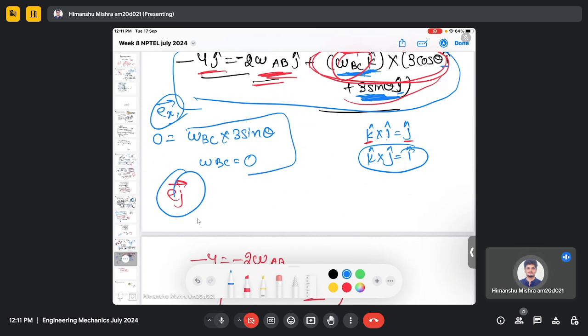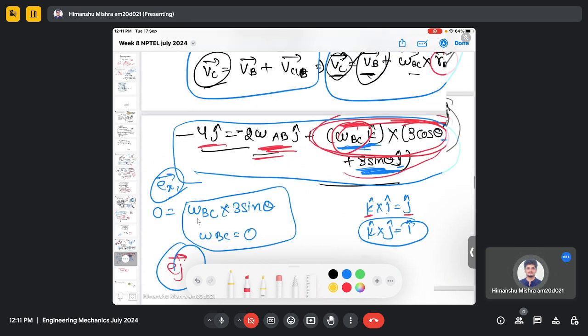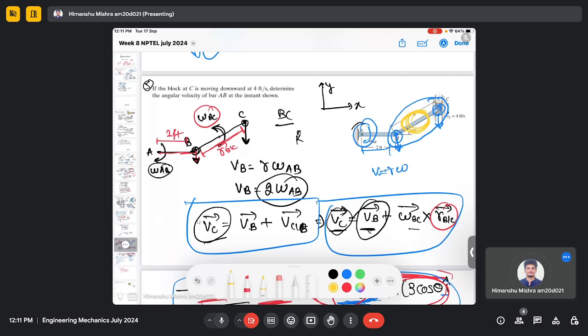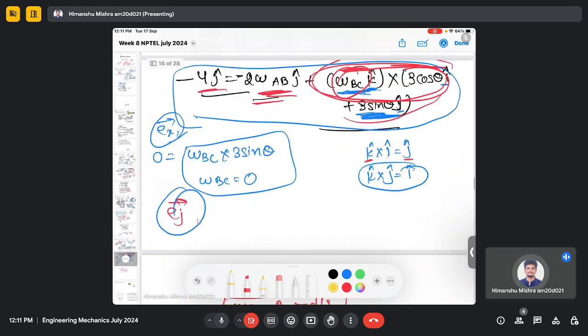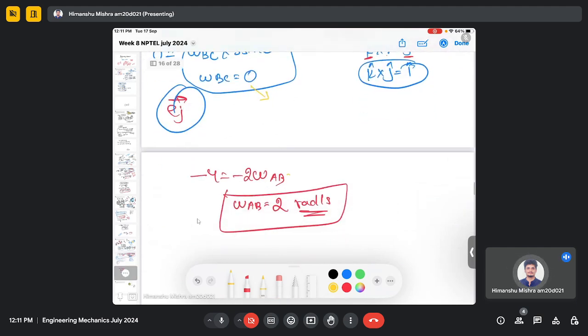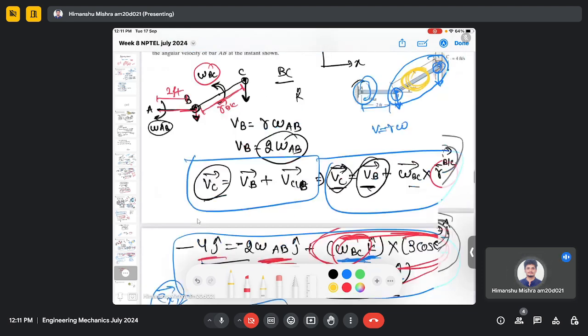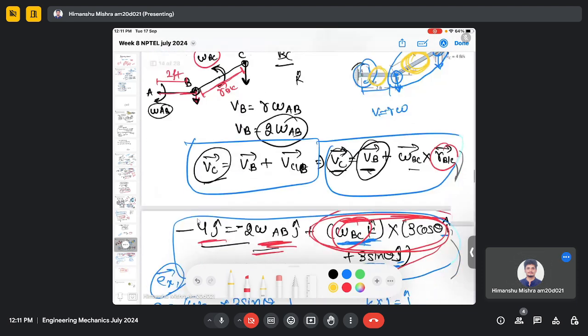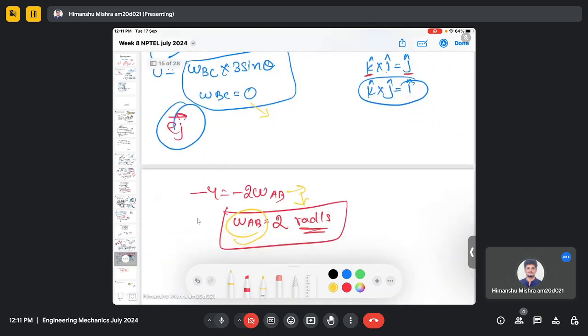So in the first equation we found that omega BC, the angular velocity of this bar, is 0, which we got from the x component of velocity. From the y component of velocity we got that the angular velocity of AB, this bar, is 2 rad per second, which is the required angular velocity we need to find. So any doubt?